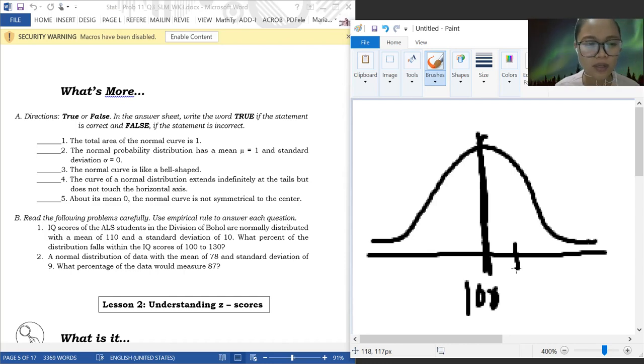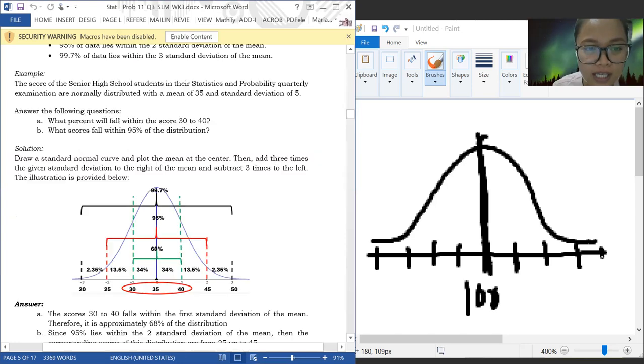It's that simple. And then the same thing for letter B: a normal distribution of data with a mean of 78 and a standard deviation of 9. Whatever the mean is, write it in the middle. Whatever the standard deviation is, it serves as the basis for writing the other scores on your normal curve. Then, compare your answers with our guide on the percentages.